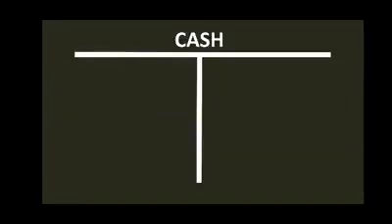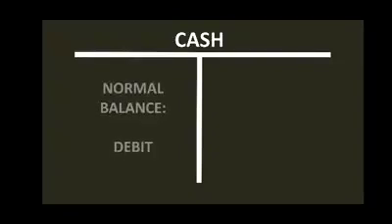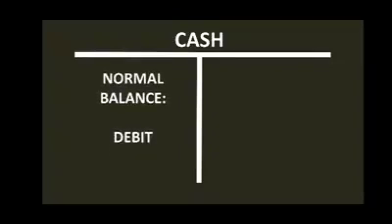So, for example, itong cash. Ano ba yung cash na tinatawag natin? So, yung cash, ito ay pagmamayari ng company. So, it is an asset. So, ano kaya yung normal balance ng asset? So, ang normal balance ng asset ay debit. So, if we want to increase asset, punta tayo sa normal balance niya, which is debit. So, pag mag-increase yung cash, i-debit natin siya.